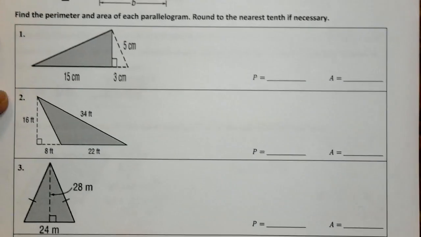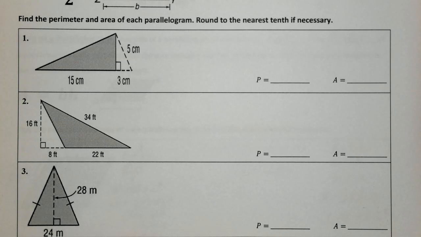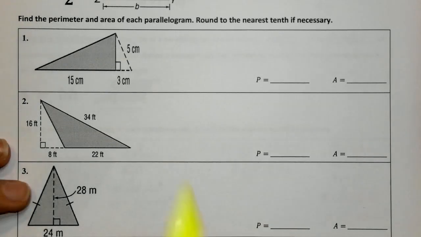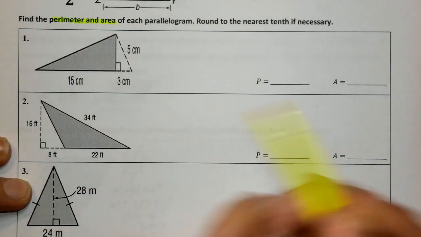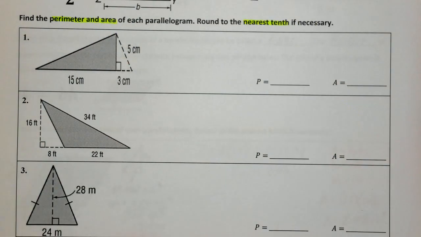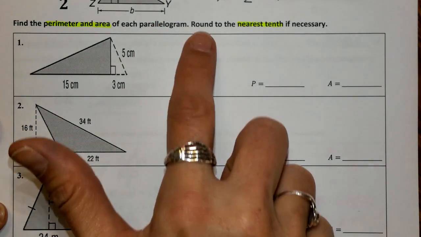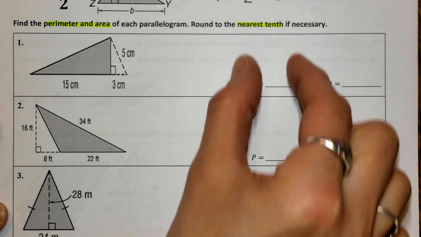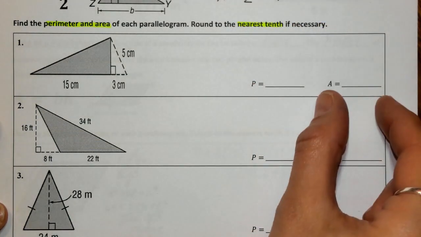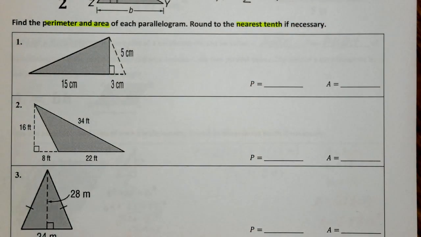So on these problems, we are going to have a lot of work to show, so you're going to want to make sure you write small or get a separate sheet of paper. We will be finding perimeter and area, and we'll be rounding to the nearest tenth when necessary. And we will be writing our units in. So on number 1, we're going to have some work right here, some work right here, and then above P, we're going to have perimeter work. Above A, we're going to have the area work.